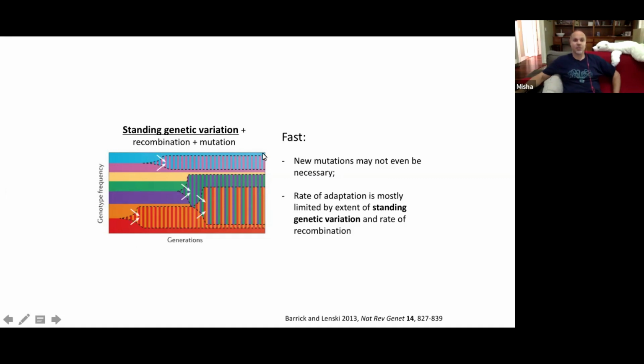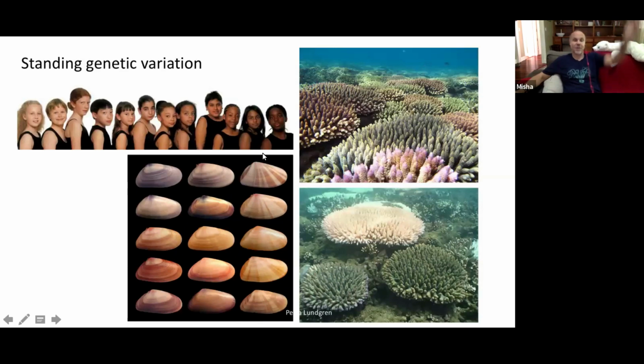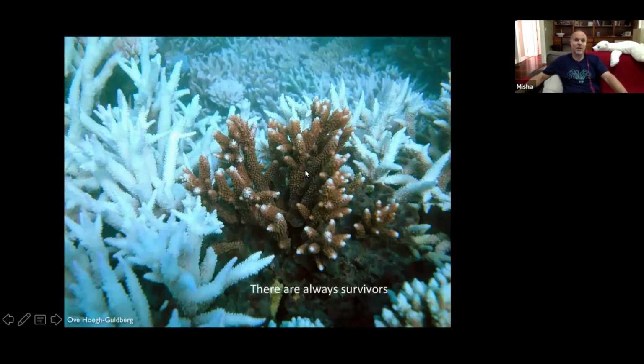Okay, standing genetic variation is a very common thing everywhere. It exists for pretty much every trait in every organism, from humans to clams to corals, including standing genetic variation for bleaching tolerance, like you see here or here. In every bleaching event, even the most devastating ones, there were always some survivors, some corals which for one reason or another don't die. And these are the survivors which will give rise to the next generation. So you can see how, if this is genetically determined, really, then you can have pretty rapid evolution.